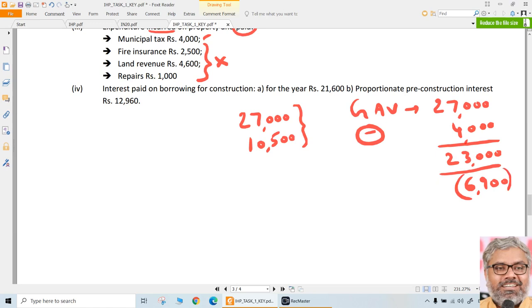Also, interest paid on the borrowing for construction for the year is 21,600. Already he is telling proportionate interest. Proportionate means 1/5 only he has given. Proportionate interest itself is 12,960. So total you can take 12,960 plus 21,600, 34,560 is the deduction under 24B.